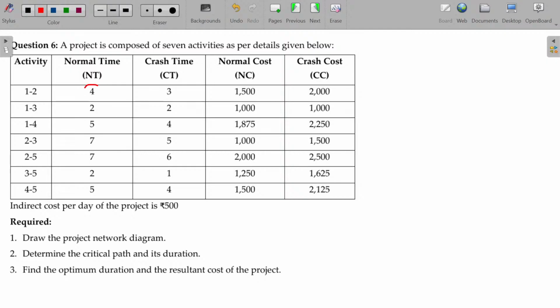So if you want to finish in 4 days, you can spend 1500 rupees. If you want to reduce this to 3 days, for activity 1 and 2, your cost is 2000. What does it mean? For reducing 1 day, you have to spend 500 rupees excess. That is called crash time, crash cost. So let me first finish up the crash cost here.